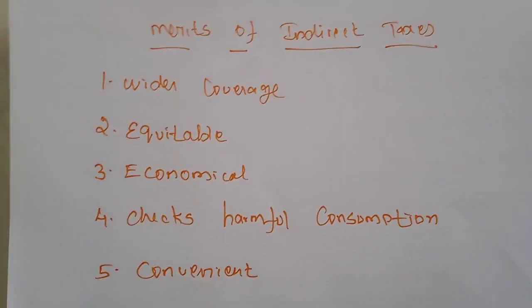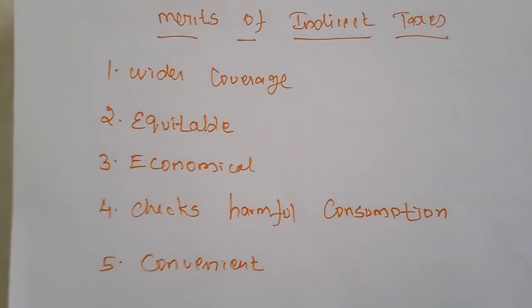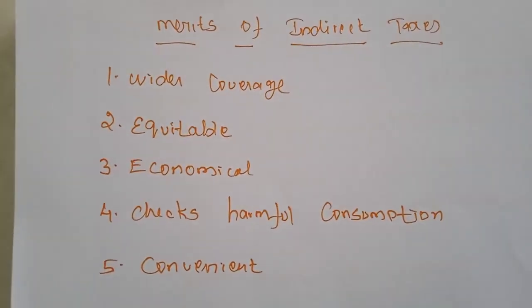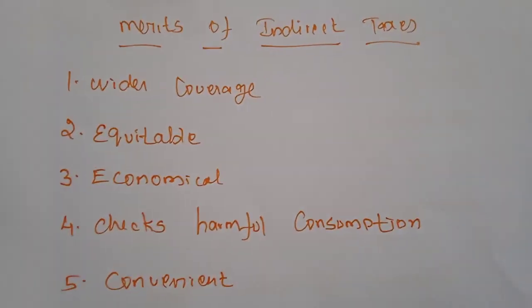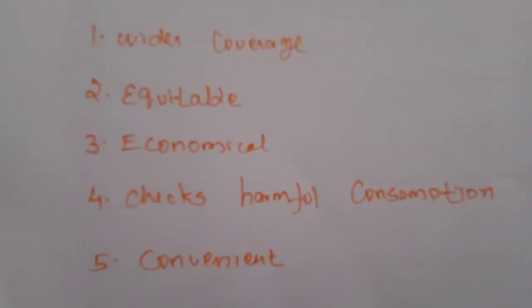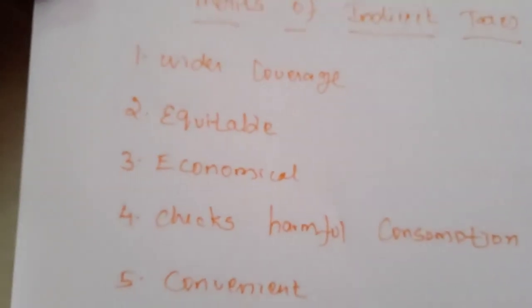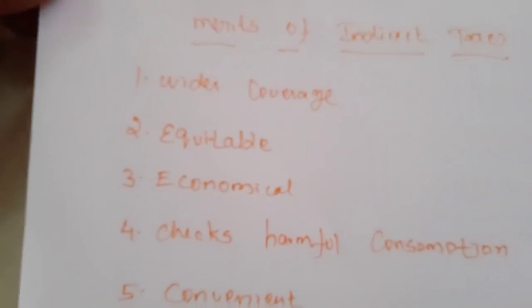First, wider coverage. All the consumers, whether they are rich or poor, have to pay indirect taxes. So it is not only in a narrow sense. For these reasons, it is said that indirect taxes cover more people than direct taxes.